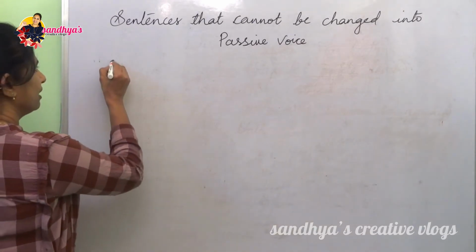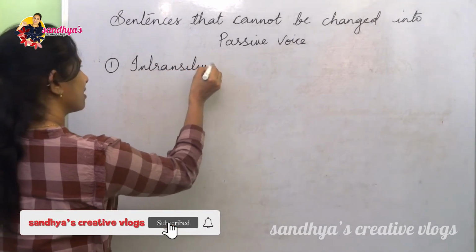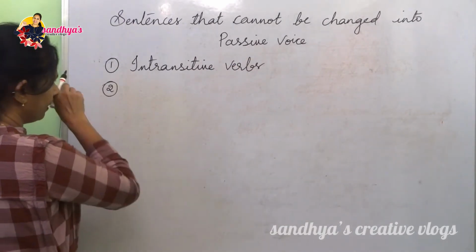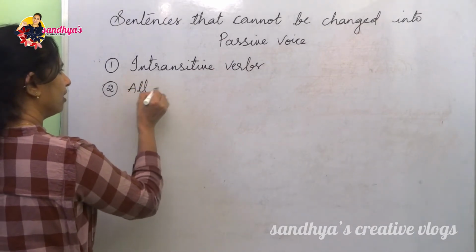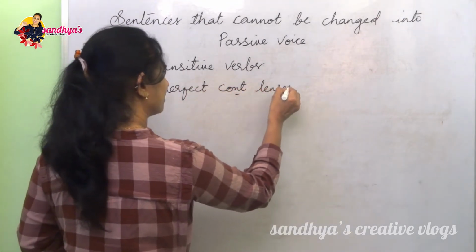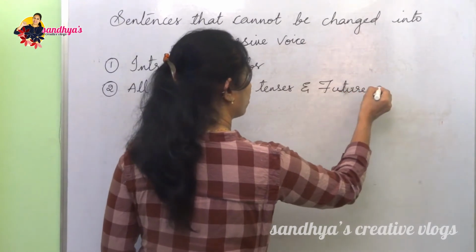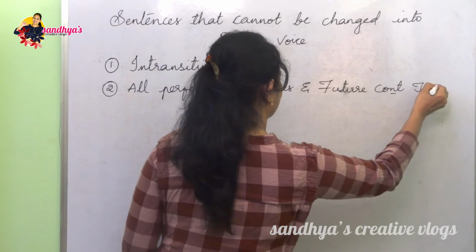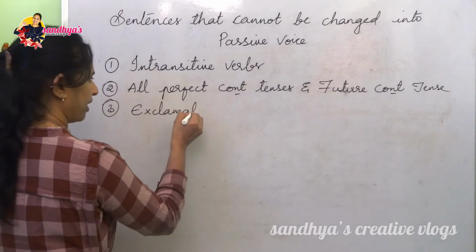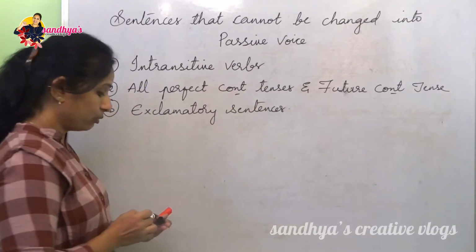Now, first one is the sentences with intransitive verbs. And the second one, all perfect continuous tenses and future continuous tense. And the last one is exclamatory sentences. Now, let me tell you everything in detail.